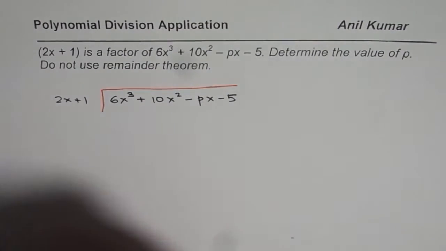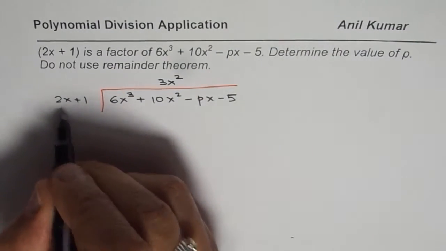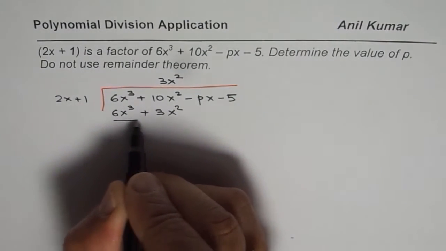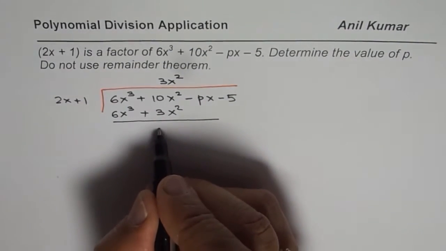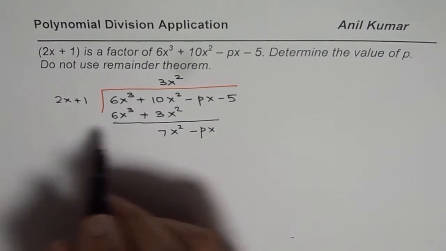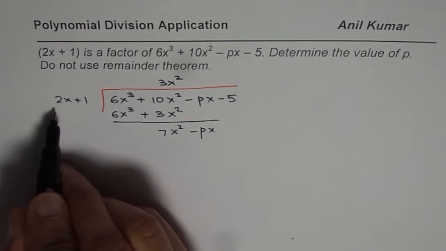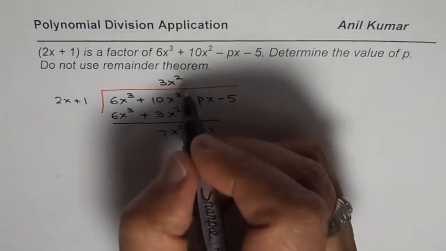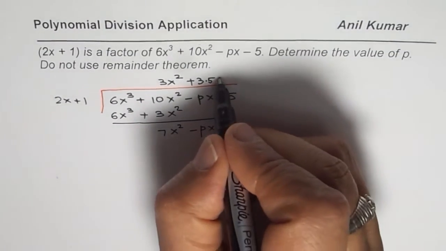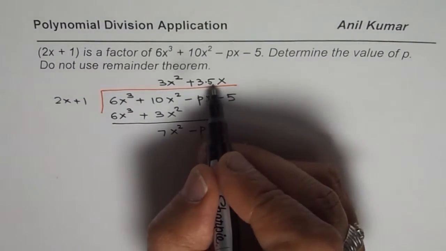So for 6x cubed, we have to multiply by 3x squared. So let's multiply by 3x squared here. So we get 6x cubed plus 3x squared. When you take away, you get 7x squared, bring down minus px. Now you have to multiply by a number which will give you 7x squared. That is 3.5. Instead of writing 7 over 2, I'm writing 3.5. You could use fractions or decimals with x, correct? Decimals make things simpler to calculate, so we'll use 3.5 for the time being.